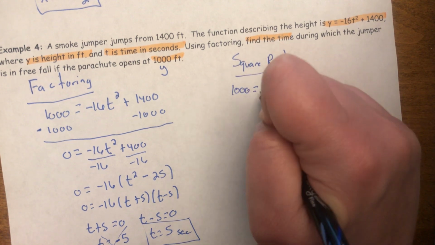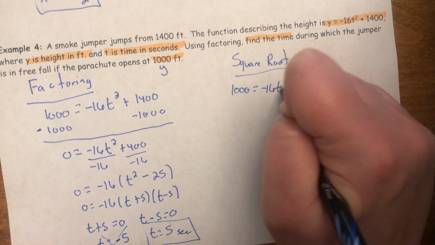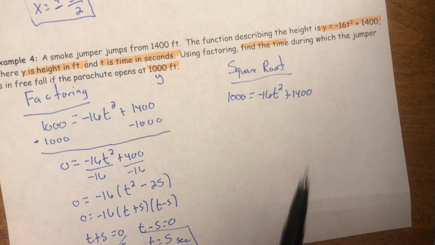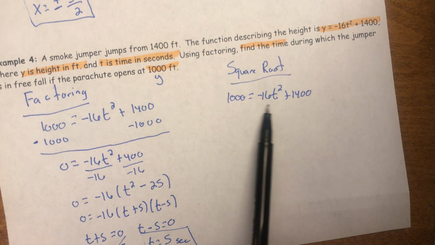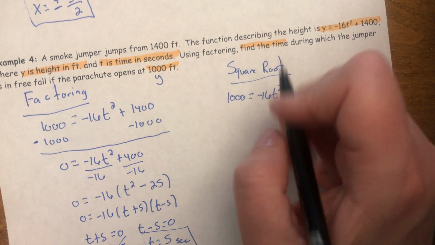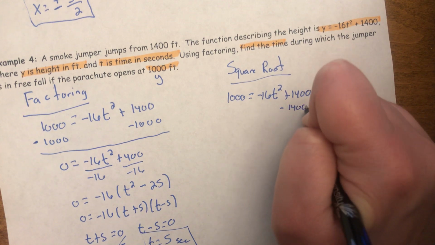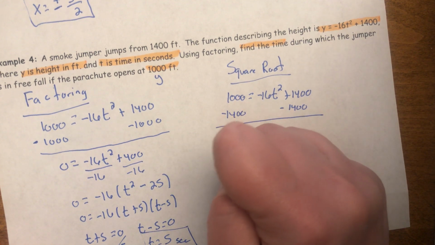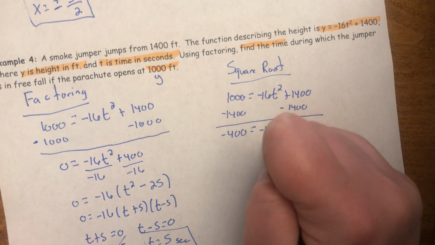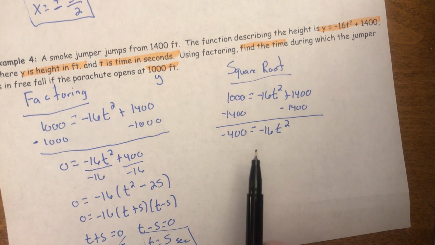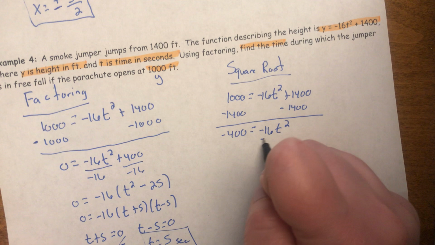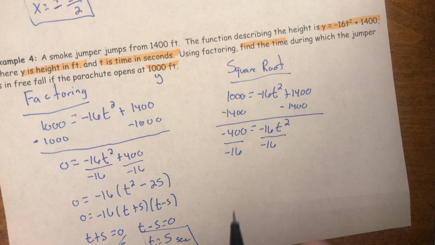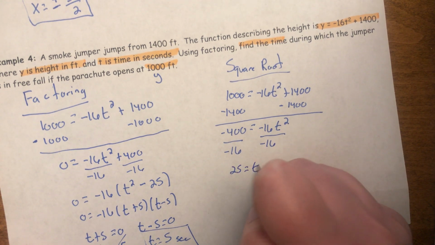We put the 1,000 in for our height, negative 16t squared plus 1,400. To solve by square rooting, our goal is to get this quadratic term alone. So we're going to get rid of the 1,400 by subtracting 1,400 from both sides. We are left with negative 400 is equal to negative 16t squared. Now we have the quadratic term all alone. We get rid of the coefficient in front by dividing both sides by negative 16. We are left with 25 is equal to t squared.